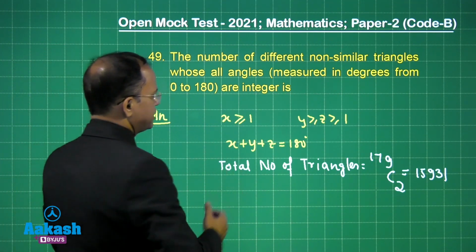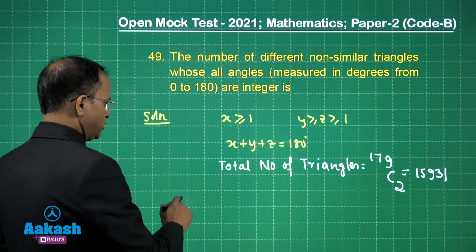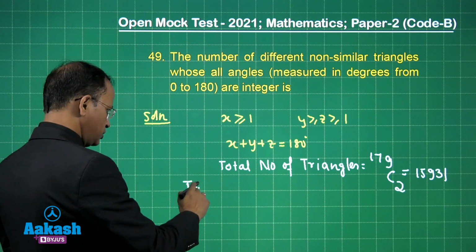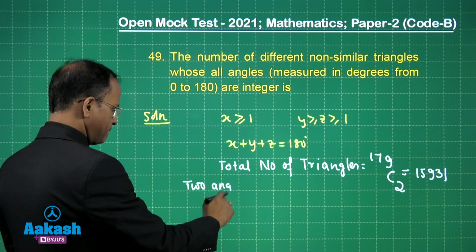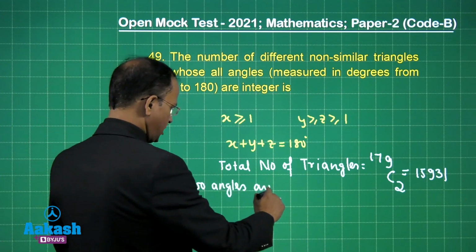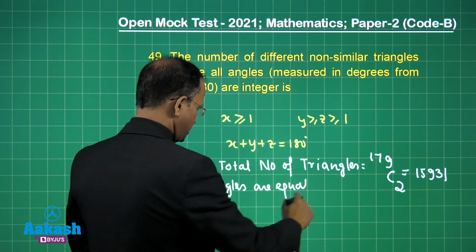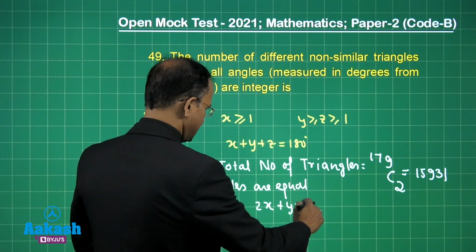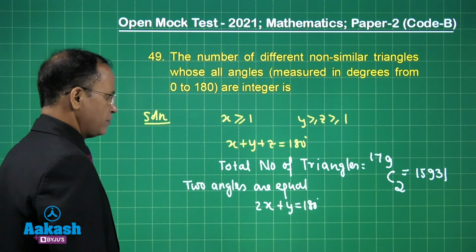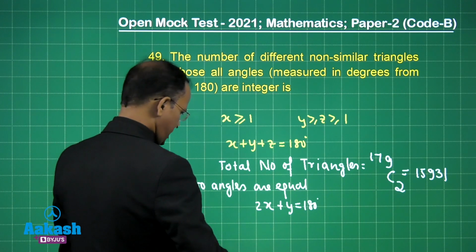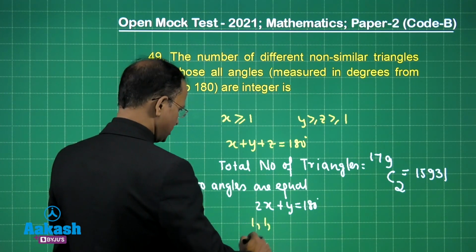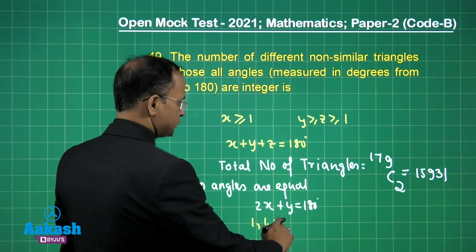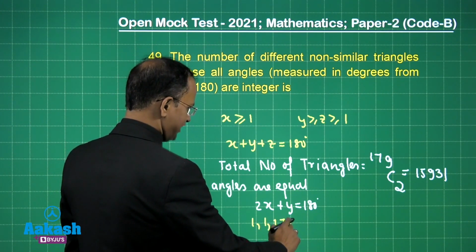So we will have different cases in this. First of all, if we talk about two angles being equal, two angles are equal means I am talking about something like 2x plus y is equal to 180 degree, right? So this is what you have. So that means we have something like 1, 1, then we have 178 degree, something like that.